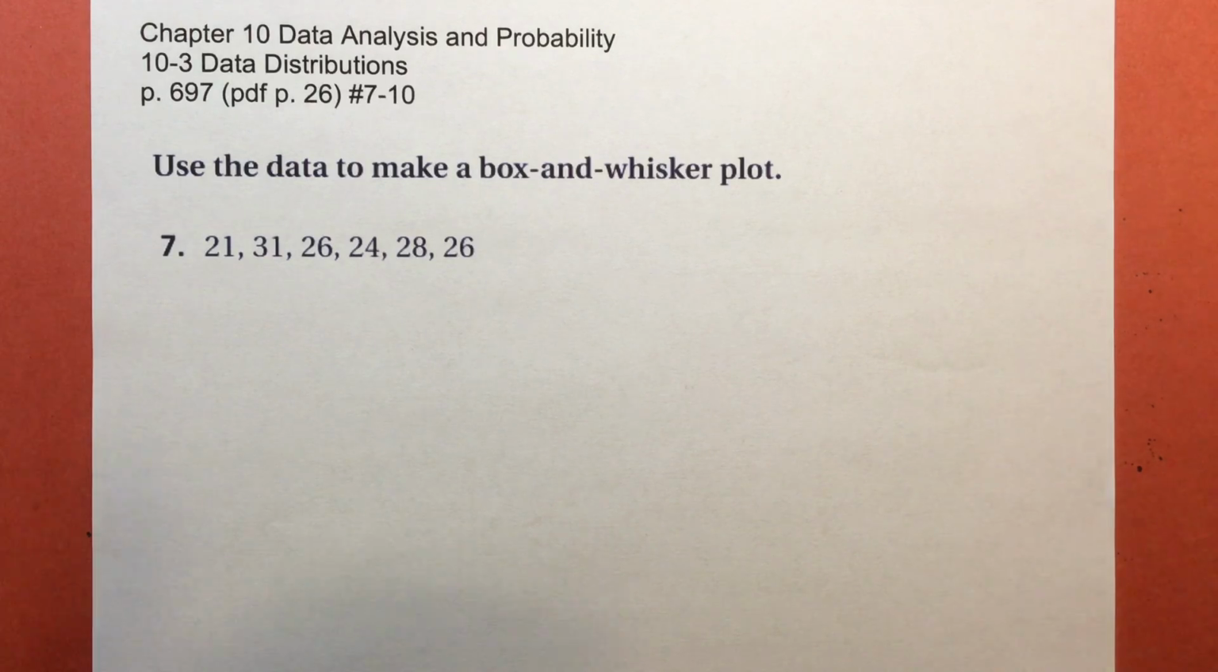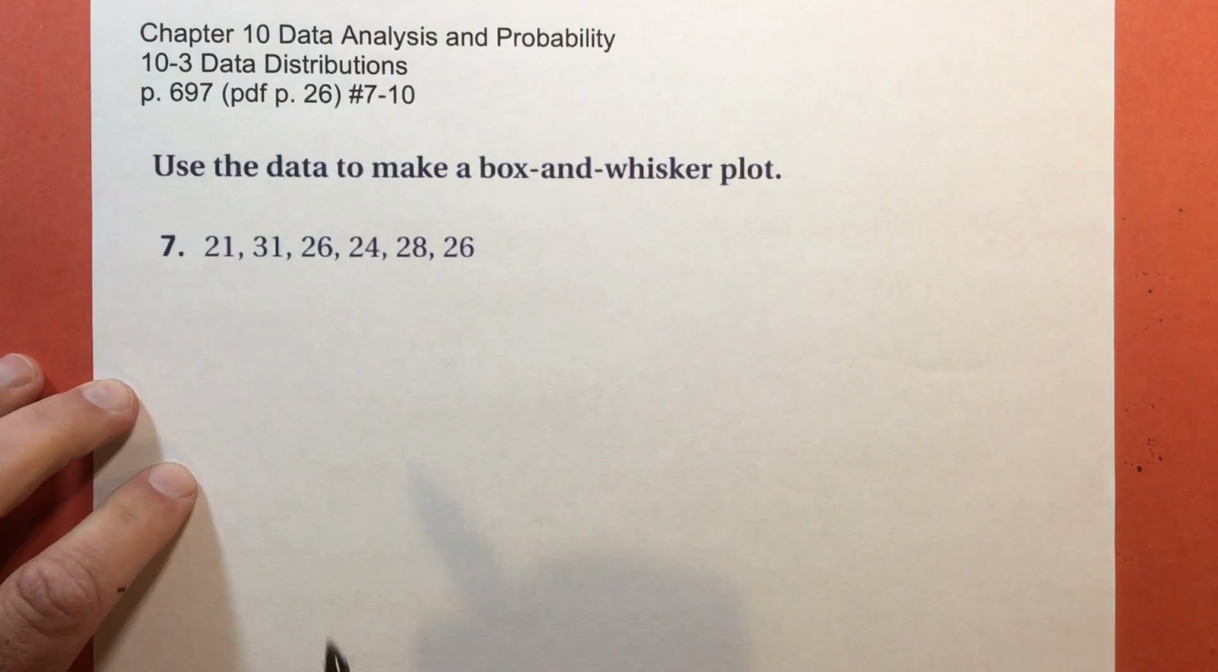Okay, so here are the steps. First, we're going to put the numbers in order. That's something we're pretty good at. Then we're going to find the 5 numbers. That's the minimum, first quartile, median, third quartile, and maximum. I'll show you how to do those. Then we're going to use those 5 numbers to draw my box and whisker plot. So it's easier for me to show you than to talk about it, so let's get started.